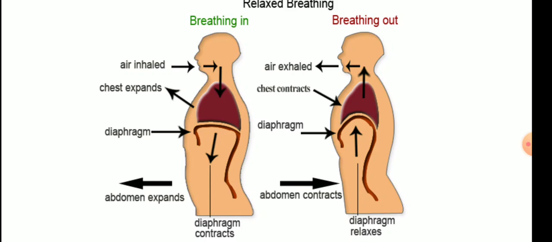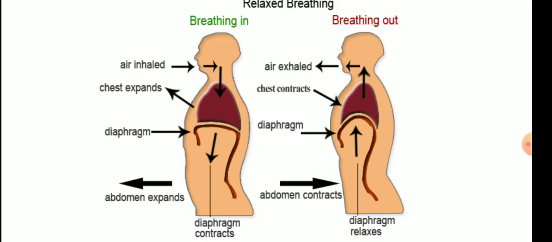Now this diagram will explain relaxed breathing. Relaxed breathing means when we are sitting or breathing normally, without any pressure. You can say it is when forceful expiration or inhalation is not happening. Forceful means, for example, when we are doing exercise, because we need more oxygen, so there is an extra amount. Relaxed breathing is in the normal state, as you are sitting or doing some normal work.